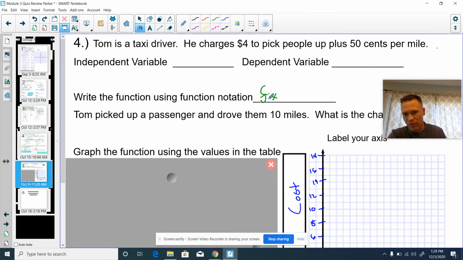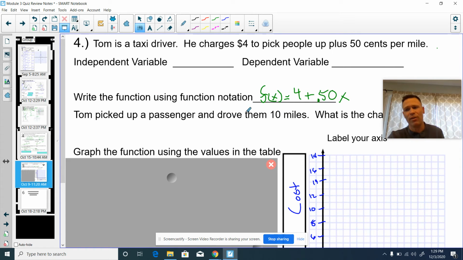I know I'm starting with f of x, and that's going to be equal to, well, what? Somebody gets in the car, I charge them $4 right away. Boom, $4, please. And then I'm adding to that 50 cents per mile, so that's 50 times x. And I did that wrong. It's not 50, because if I leave it at 50, that means I'm charging $50 per mile, and you better hop out of that cab because you're going to be broke very soon. It's 0.50, right? 50 cents. Just make sure you're paying attention to the money there.